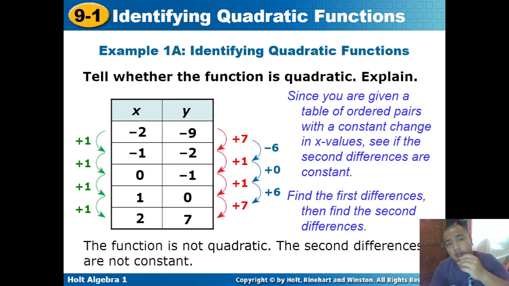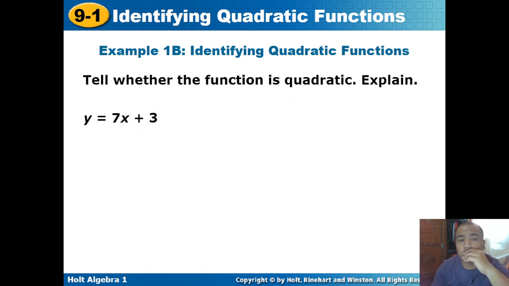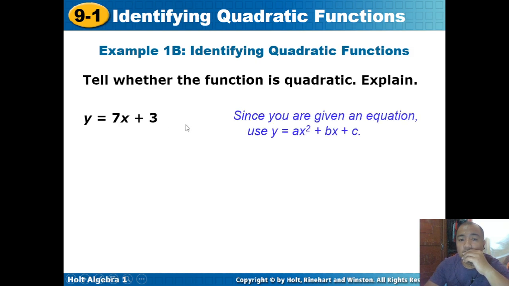So, this given table of values function is not quadratic. How about here? Tell whether the function is quadratic. Explain. By the looks of it, the highest exponent for the variable x is 1 only. So this is not a quadratic function, but a linear function.